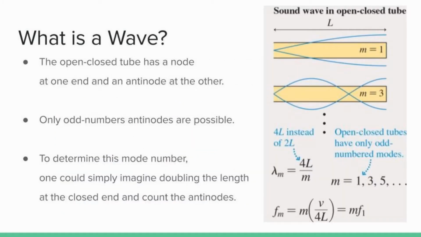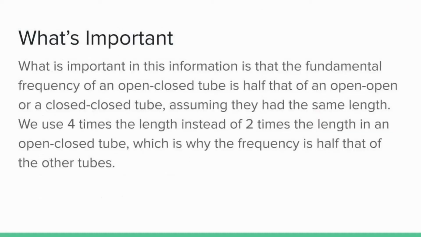The open-closed tube has a node at one end and an antinode on the other. Only odd numbered antinodes are possible. To determine this mode number, one could simply imagine doubling the length at the closed end and count the antinodes. The important information in this is that the fundamental frequency of an open-closed tube is half that of an open-open or a closed-closed tube, assuming they had the exact same length. We use 4 times the length instead of 2 times the length in an open-closed tube, which is why the frequency is half that of other tubes.